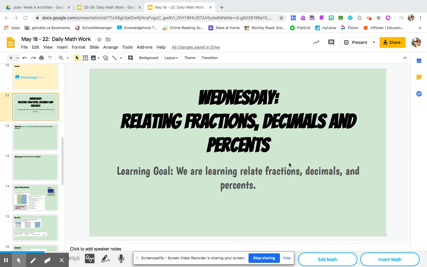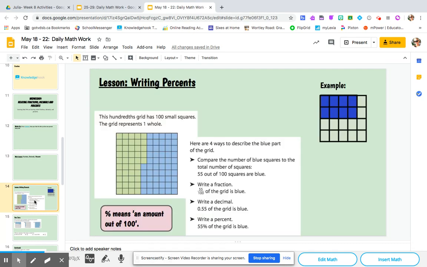Hi everyone, today we are relating fractions, decimals, and percents. Percents is relatively new to most of you. You've probably heard it a lot, but are not all exactly sure what it is. So we are going to be working with percents today and making sure everybody has a good understanding of what that is. So to start off, I'm going to walk you through what percent is.